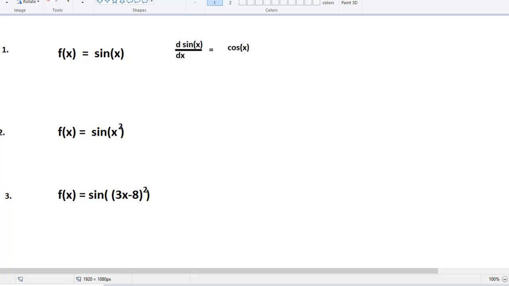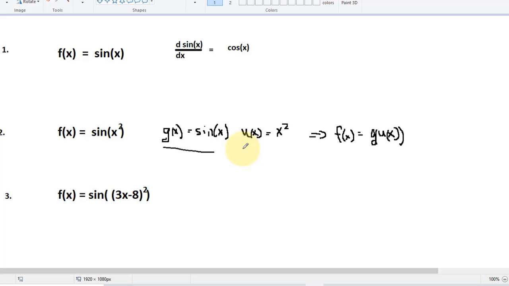Okay, now here in the second example, we're going to need the chain rule, because we'll think of it like this. We can call g of x equal to the sine of x, and then we can call u of x equal to x squared, the inner function. So f is g of u of x. That means we have the composition of g and u, and that's the function f. So we want the derivative of f, which means we want the derivative of a composition, and so we're going to need the chain rule. And we could write it like this.